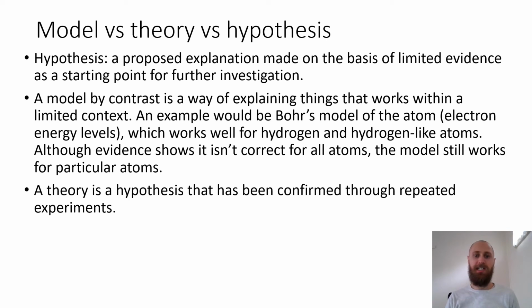A model, by contrast, is a way of explaining things that works within a limited context. So we looked at Bohr's model of the atom in our previous area of study, which was about electron energy levels in atoms, and we said that it works really well for hydrogen atoms, and for hydrogen-like atoms with only one electron orbiting them. So evidence shows that that model isn't correct for all atoms. Things work in more complicated ways for atoms with more than one electron, but the model still works for particular atoms. It's got its context.